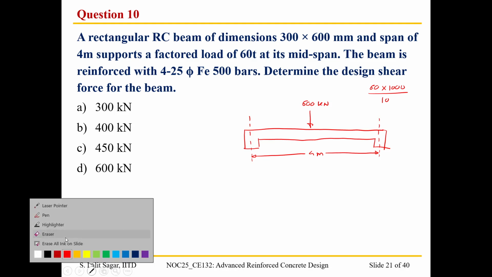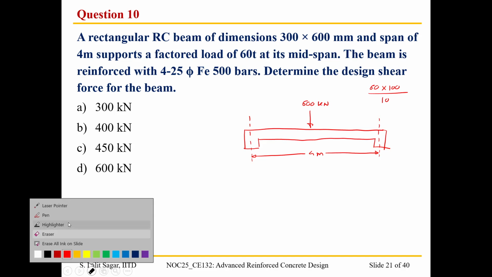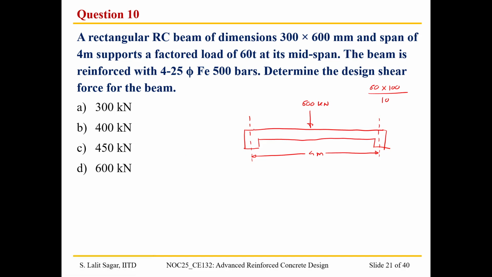I think there was a small confusion in the conversion actually. So 1 ton is 100 kg, and these many kgs divided by 10 gives the force in kilonewton.